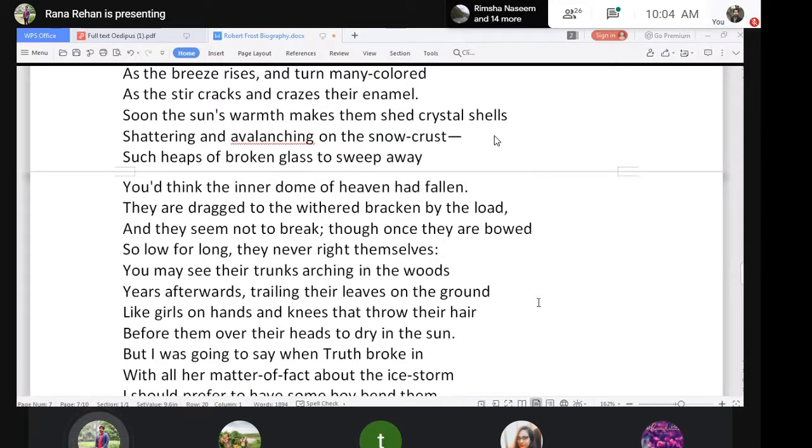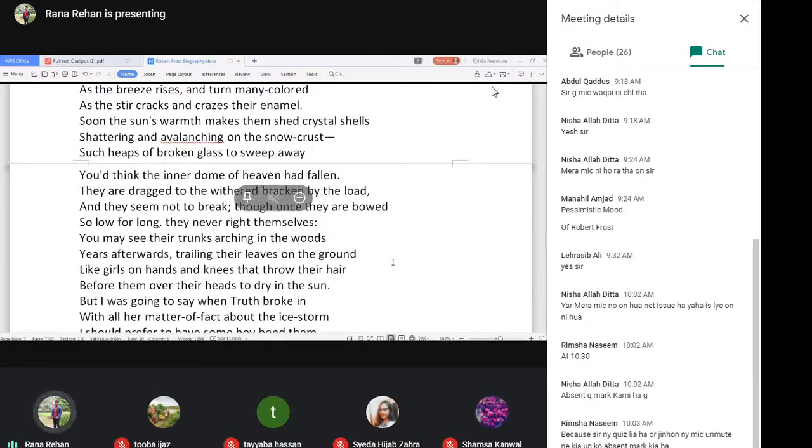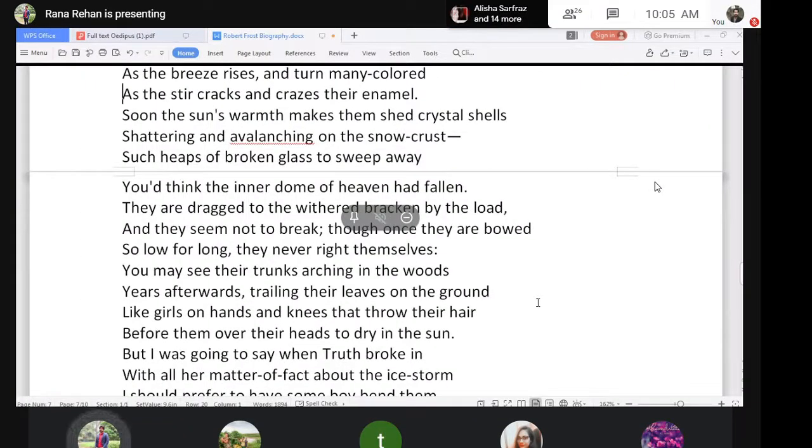And what it is, he says that now if the trees are long bent over in that position, what we will have is that it looks like they are arcing in the woods. Arc, like in archery, if you know about archery, तीर कमान होता है तो एक arch की तरह. So now the bent tree is looking like an arch in the woods years afterwards. And what happened after many years? Trailing their leaves on the grounds.